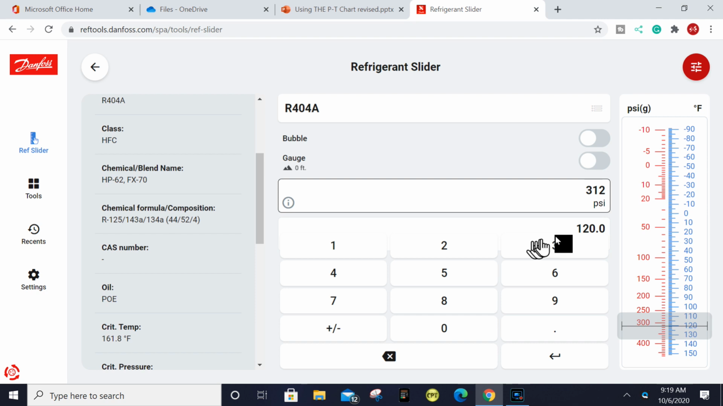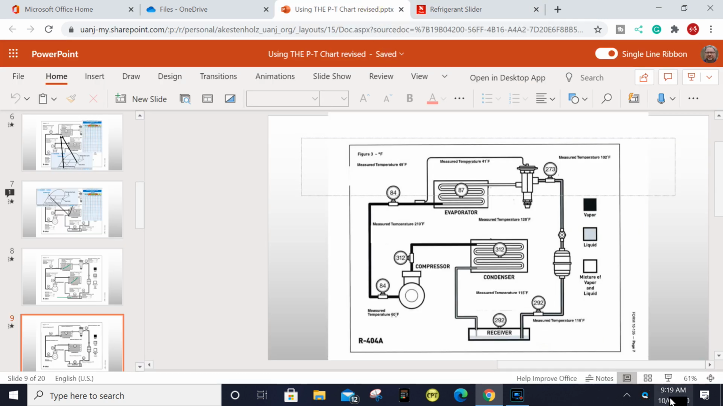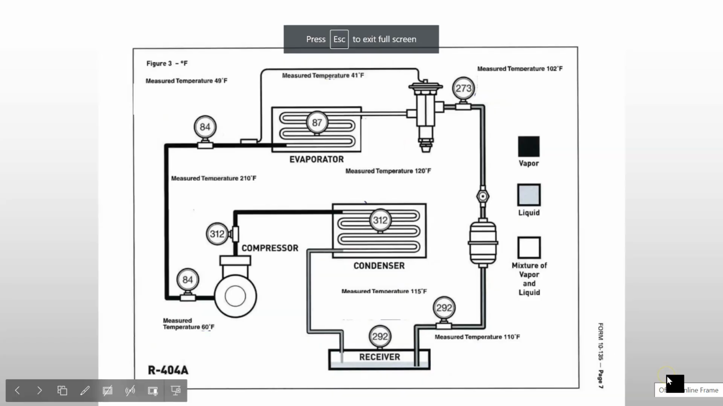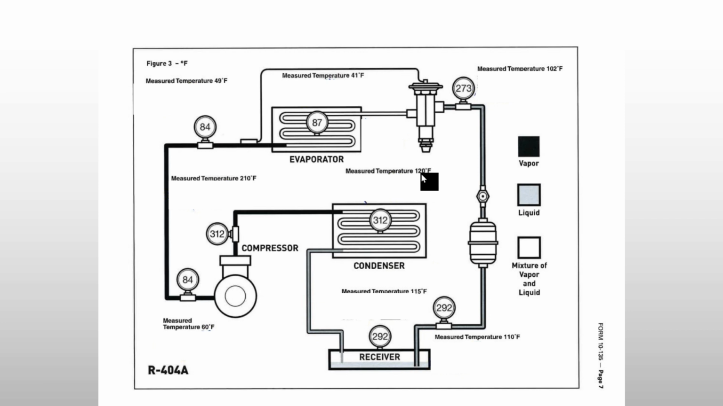Once I type in 312, I get 120 degrees. I go back to the slide here, and the measured temperature at the coil is 120 degrees. So the pressure converted to temperature is also 120 degrees. So when we do this, we have a saturated coil, right? Because our pressure converted to temperature is 120 and our actual line temperature is 120.